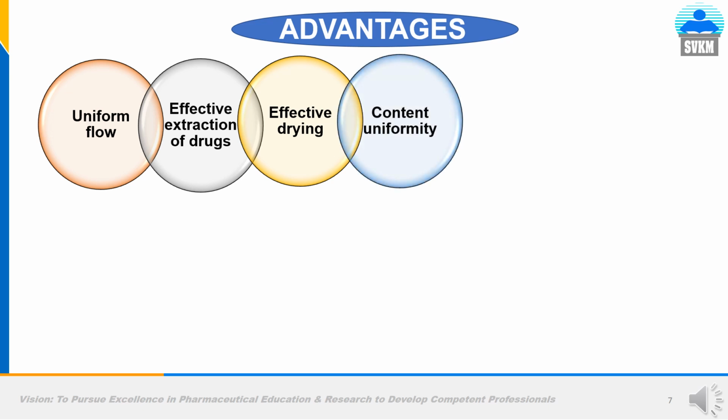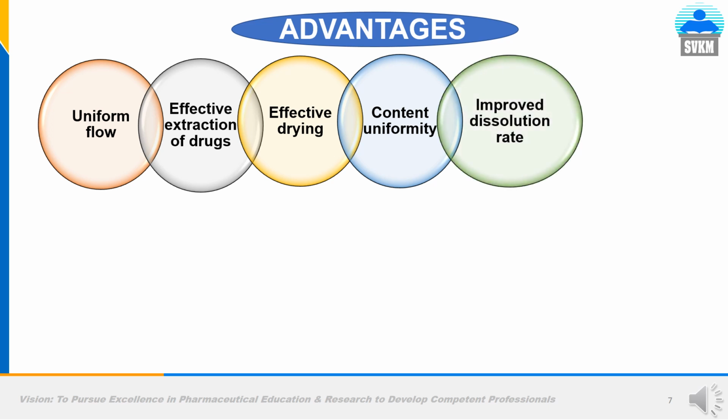Next, content uniformity. After size reduction, the content of active ingredients in the dosage form is uniform due to the size reduction. Next, improve dissolution rate. As size reduction takes place, the rate of dissolution also increases. If we compare, the rate of dissolution of powder is maximum as compared with tablet.